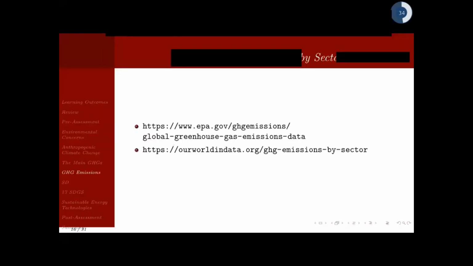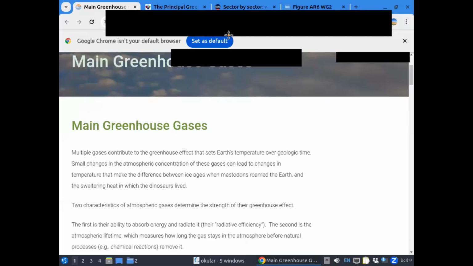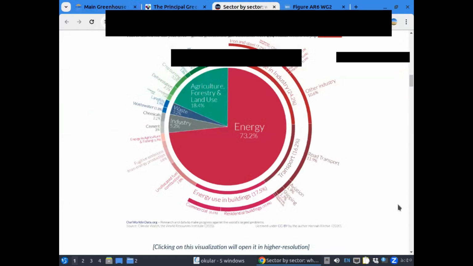Now, again, if we talk about greenhouse gas emission by sectors, then this figure is awesome. It is showing you the contributions from different sectors. Like the energy sector is contributing the most, 73.2%, followed by agriculture, forestry, and land use, 18.4%, followed by industry, and finally the waste.